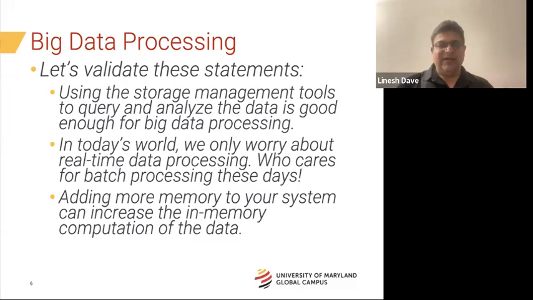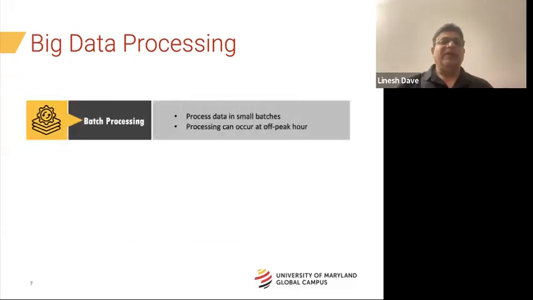Okay, alrighty. So big data processing: what are the different types of processing? We just talked about batch processing, and I know we went through quite a bit of detail, but it's simple: you process data in small batches, and processing can occur in off-peak hours. It's fairly self-explanatory what happens in batch processing.